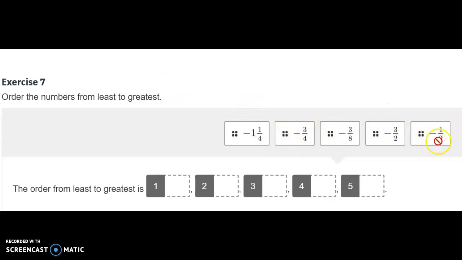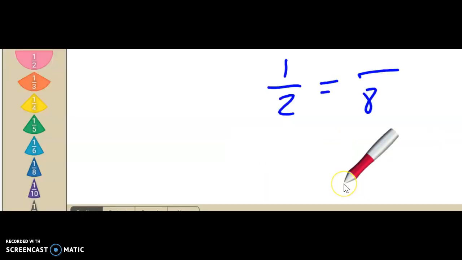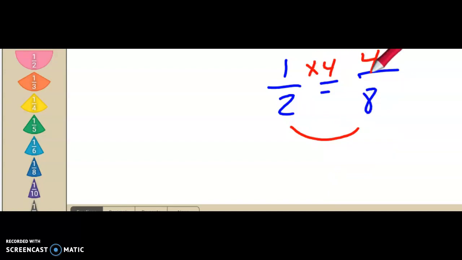But I will tell you that when I look at these numbers, I would convert them all to eighths. So I would make this into 3/8. Let me go ahead and show you. Because this is an 8 right here, I would convert all of these to eighths. I'm going to show you with the 1/2. It's super easy. How do I get from 2 to 8? Well, I had to multiply by 4. So here I multiply by 4, and now I have 4/8.